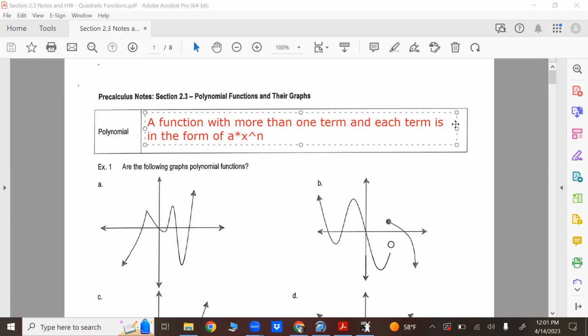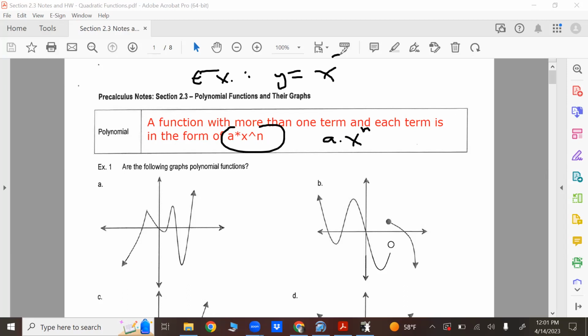Okay, so that's all it is, and we know what a x to the n is. It's the same thing as saying a times x raised to the n power, right? So every term is like that. A good example would be: what if you have y equals x cubed minus 2x plus 1? Do I have more than one term? Yes. Is every term in the form of something times x raised to the n power? Yes. So this is okay.